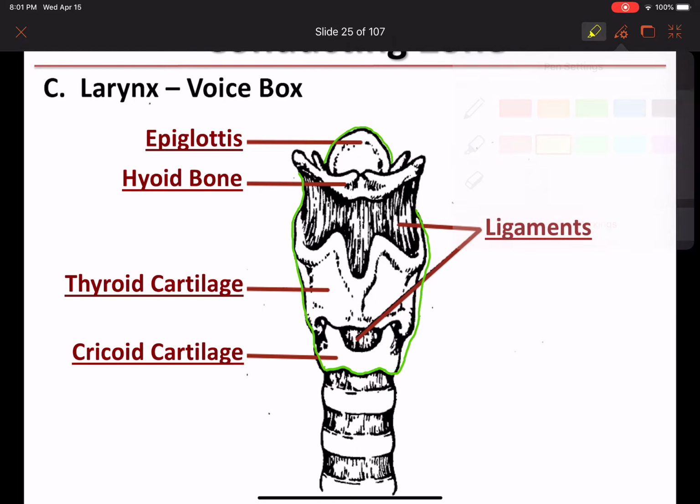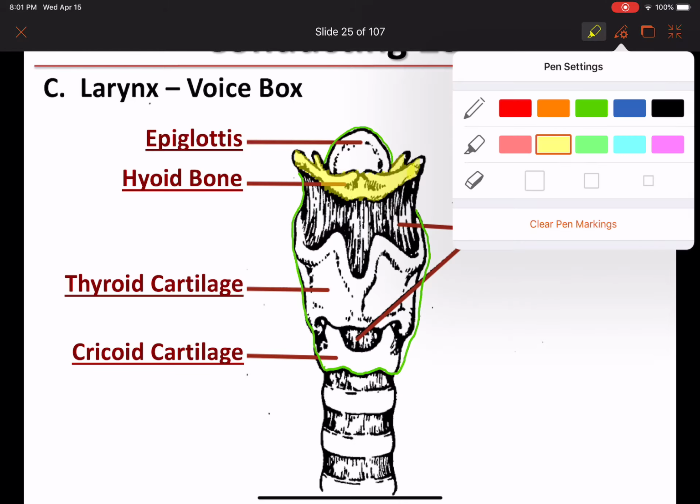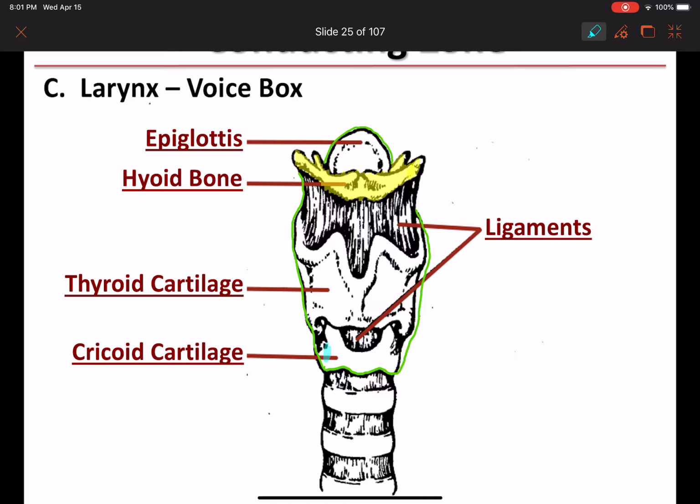It's not technically part of the larynx, but it does play an important role here in the region. Remember the hyoid bone, that bone which does not connect to any other bone. So now we got that out of the way. The next thing I want to do is point out this inferior most unpaired cartilage that's visible here. This is the cricoid cartilage.